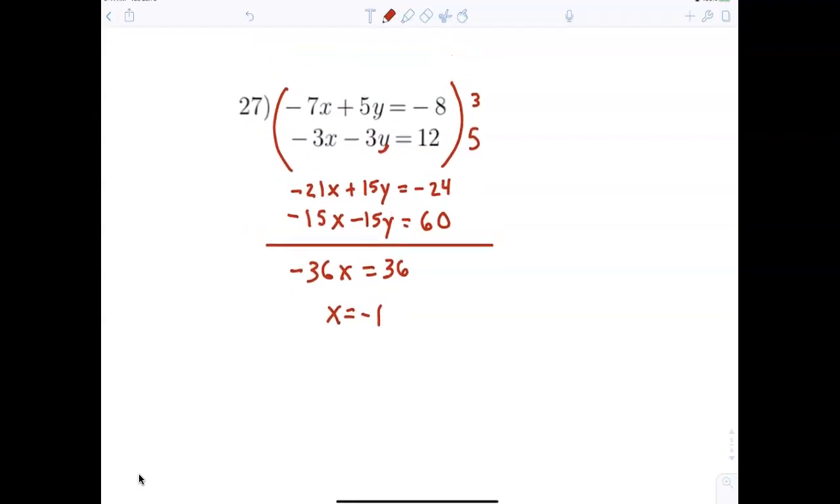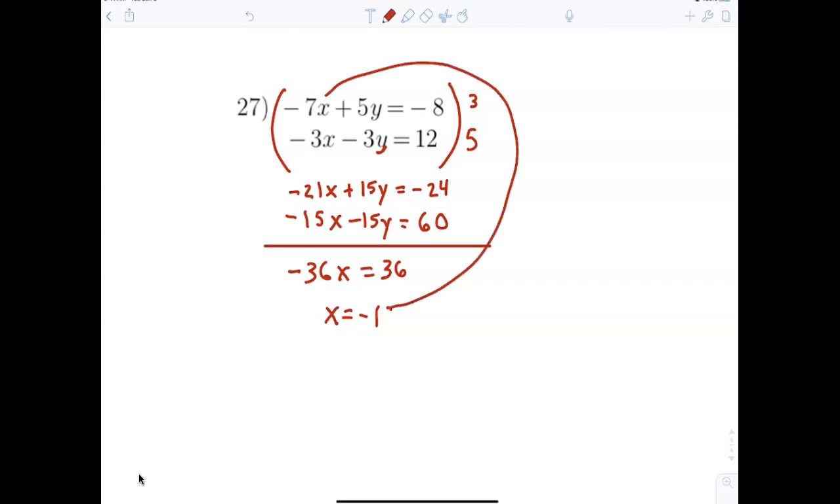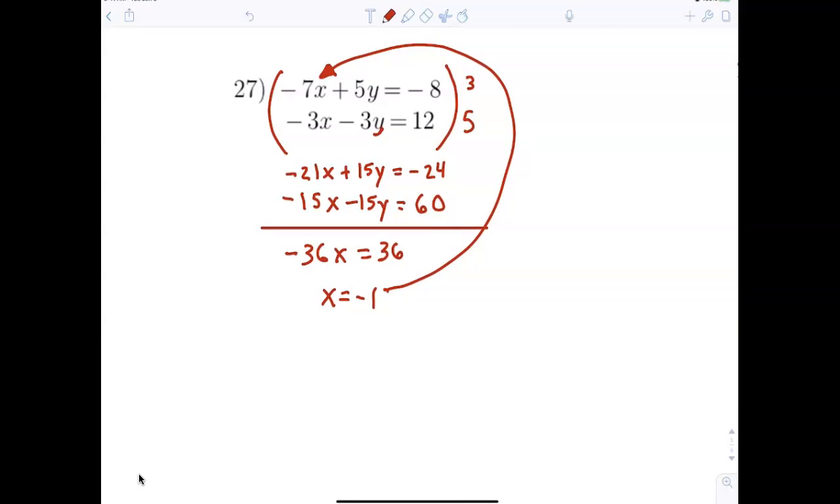Because I know x equals negative 1, I'm now just going to plug it in up here. So what's negative 7 times negative 1? 7 plus 5y equals negative 8. So now I have 5y equals negative 15. So y equals negative 3. So my answer is negative 1, negative 3.